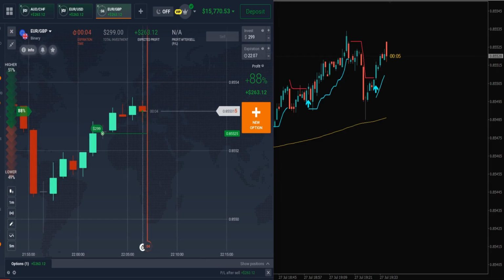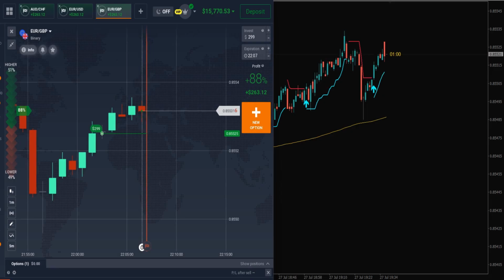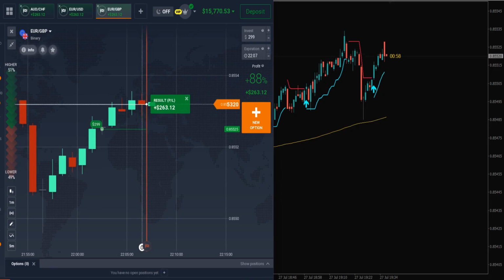Price lifts above the entry line, holds there, and the expiry closes on the correct side. But look how close that was. The distance between the entry and the closing price was small.